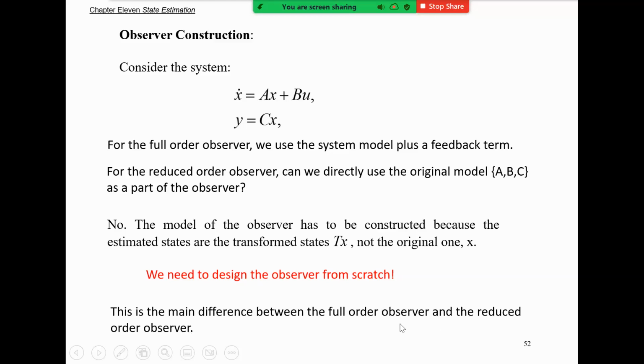Also, the design of the full order observer is simpler than the reduced order one. But eventually, of course, the calculation of the reduced order one will be simpler than the full order one because the order of the observer is reduced.